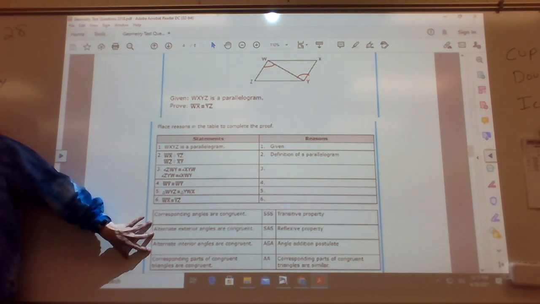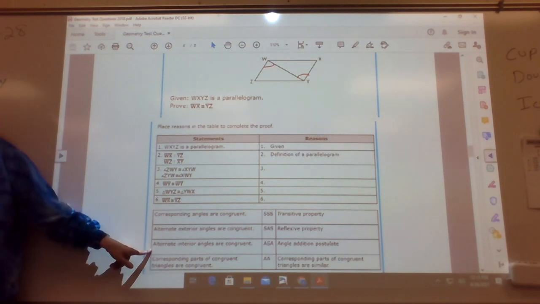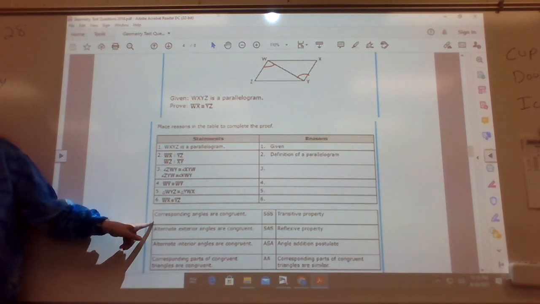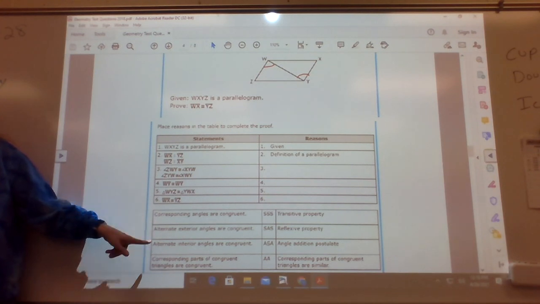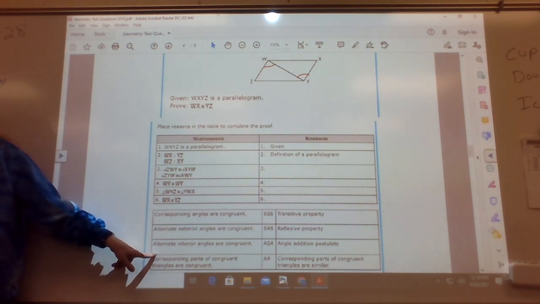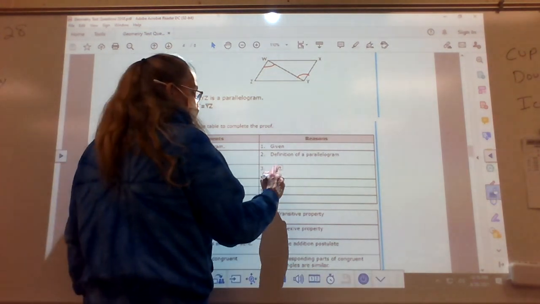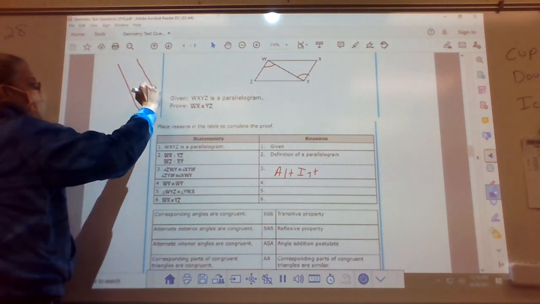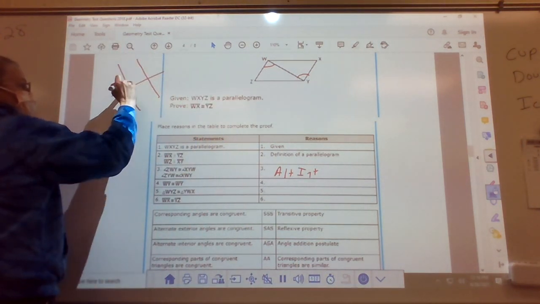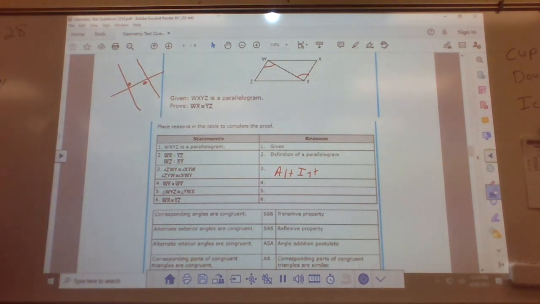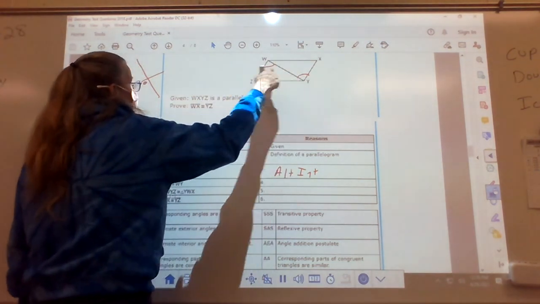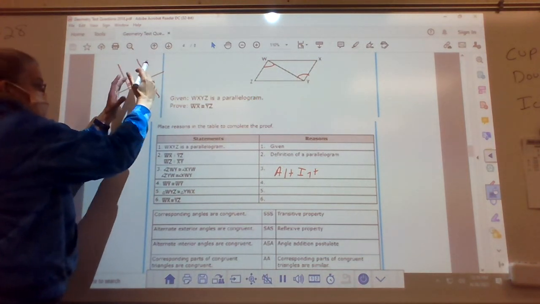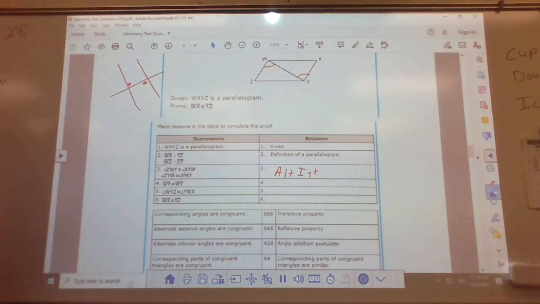Corresponding, they're in the same position. Alternate exterior means they're on different sides, but on the outside of the picture. Alternate interior, they're on different sides, but inside. Corresponding is same corner, and they're not in the same corner. They're going to be alternate interior. Because remember, if I did the full picture like this, alternate interior is like this guy and this guy. So it's on different sides, but inside the shape. Alternate interior.